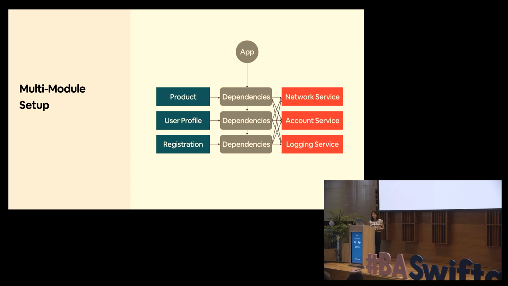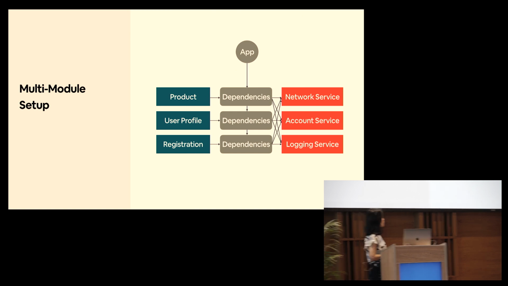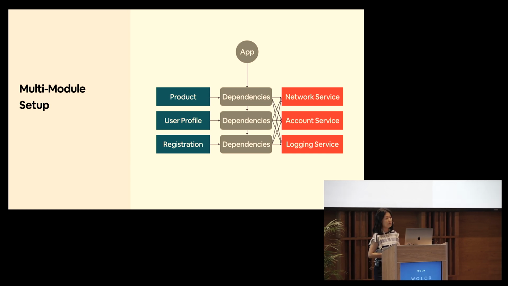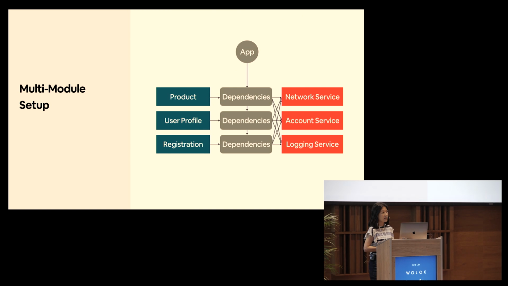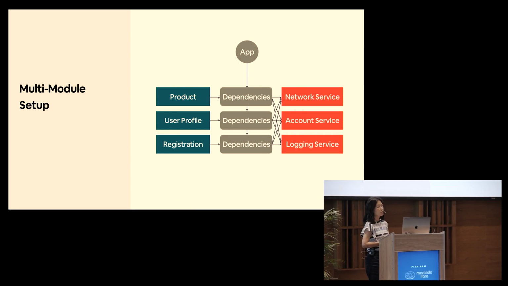So in the diagram, blue ones are feature modules. They are user-facing features such as product, user profile, and registration screens. Red ones are service modules that can manage shared state and resources, such as network service, account service, and logging service. And through the app target, a feature module gets its dependencies injected.